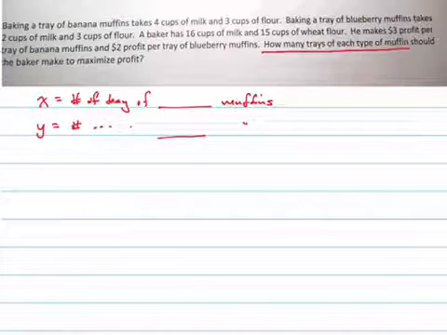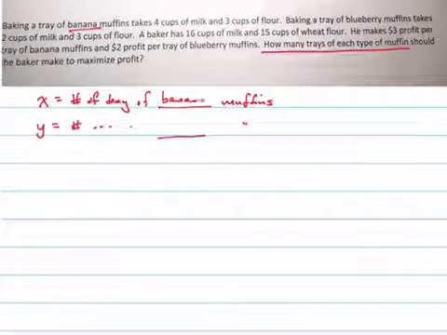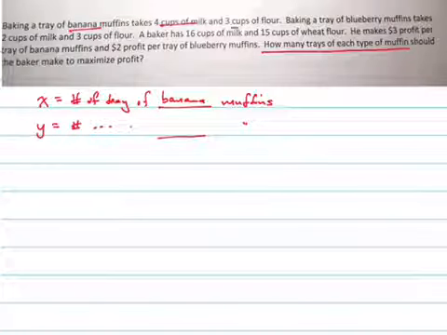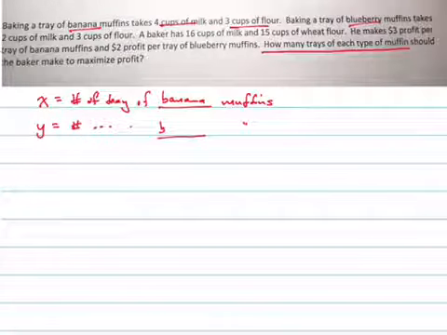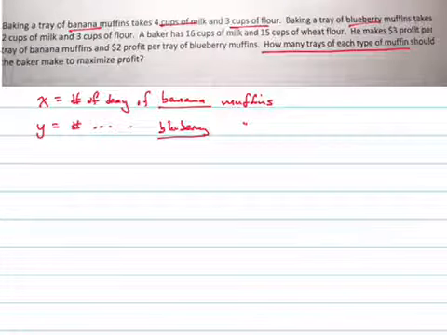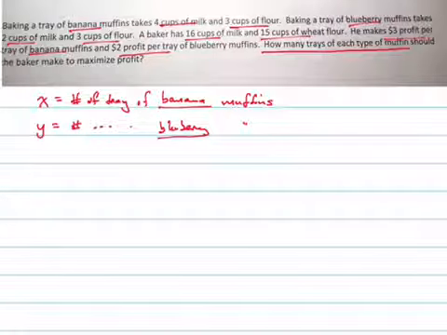So now let's go back and find out. Maybe I'll need a Z also, but probably not. Baking a tray of banana muffins takes 4 cups of milk and 3 cups of flour. These are constraints I'm going to build in just a second. Baking a tray of blueberry muffins takes that much and that much. A baker has that much and that much. He makes that much profit per banana and that much per blueberry, and so on. Very classic problem. So let's first set up our constraints.